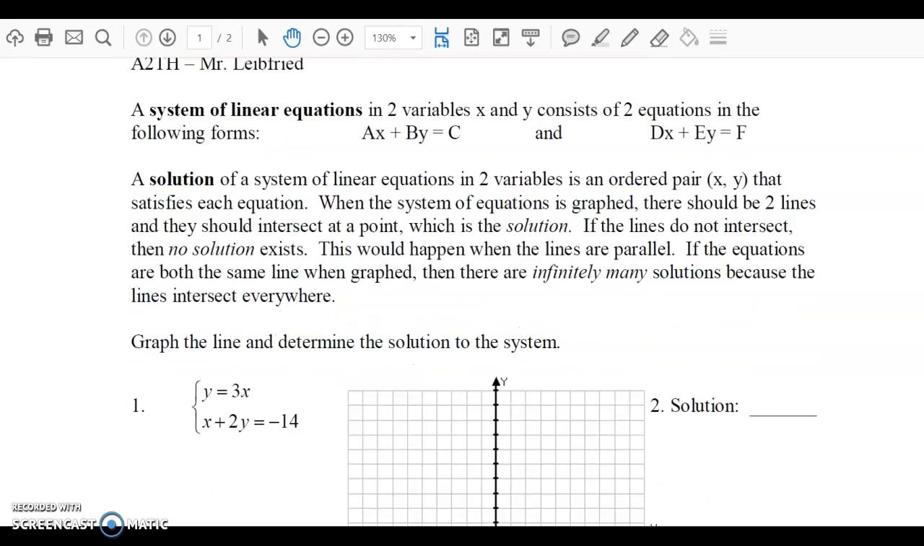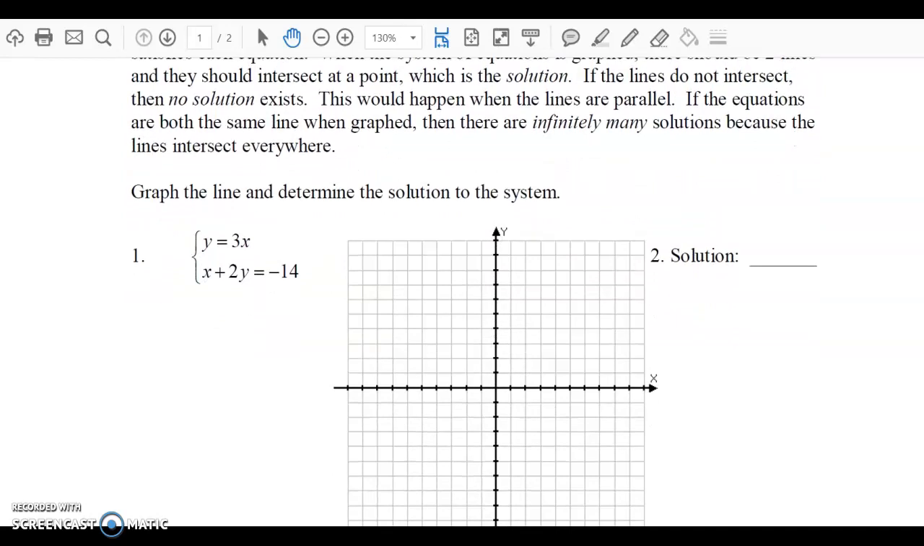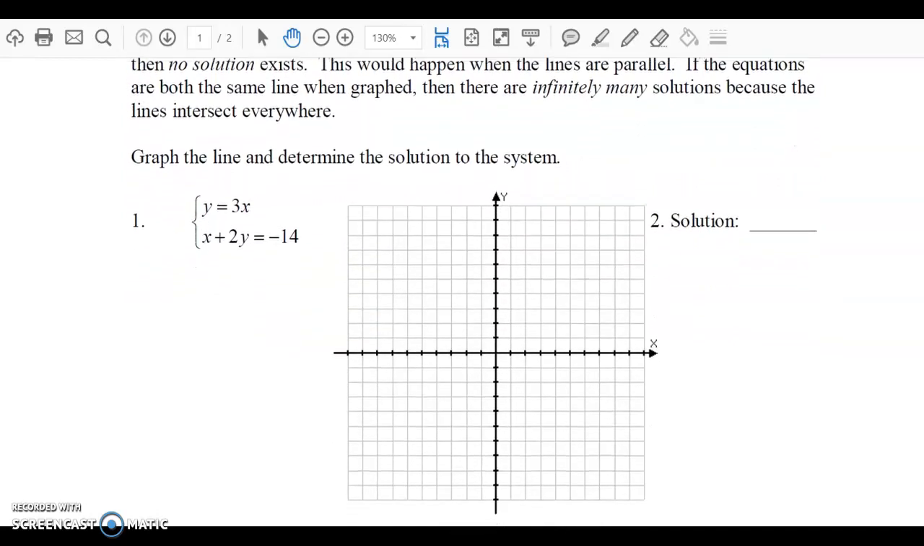So in number 1, we want to graph the line and determine the solution. So we're going to graph each line of the system. So we're going to graph y equals 3x. So remember that would have a y-intercept of 0. I'll turn on my pen. And we'd have a slope of 3. So we go up 1, 2, 3, and over 1. And we can graph this point. And for sake of graphing, we should go down 3 and left 1, down 3 and left 1, and draw the best line that we can.